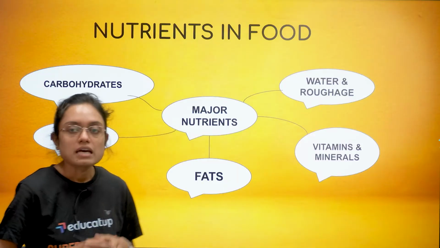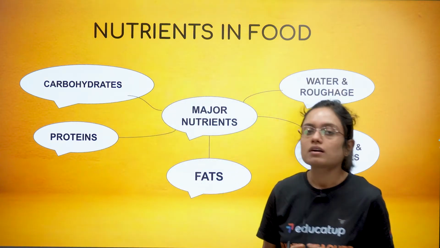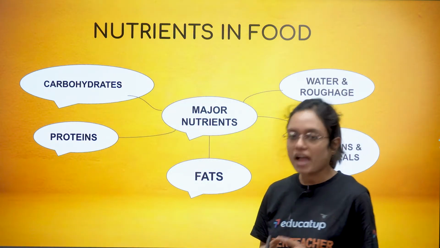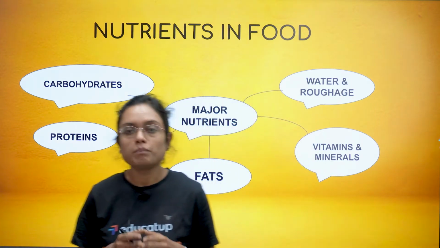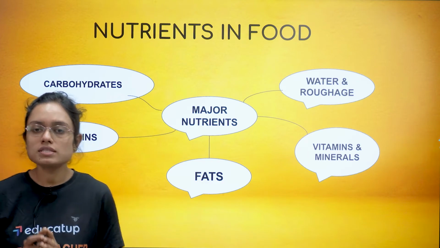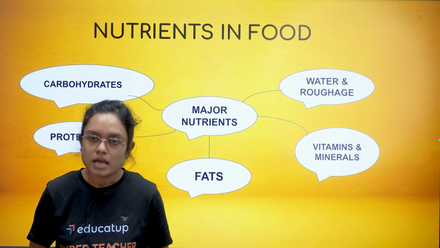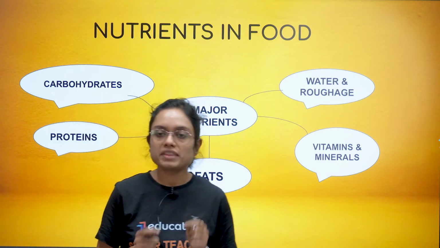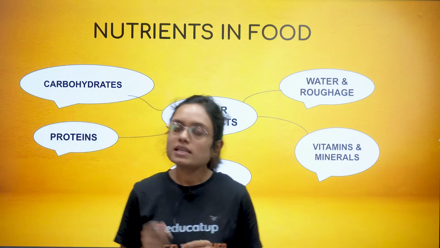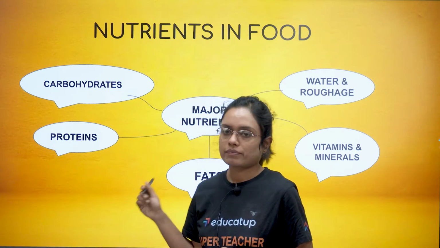We have 7 major nutrients present in our food, like carbohydrates, proteins, fats, vitamins, minerals, water and roughage. So these are the 7 most important nutrients in our food. We are going to study each one of them in complete detail. So let's start with the first one, and that is carbohydrates.